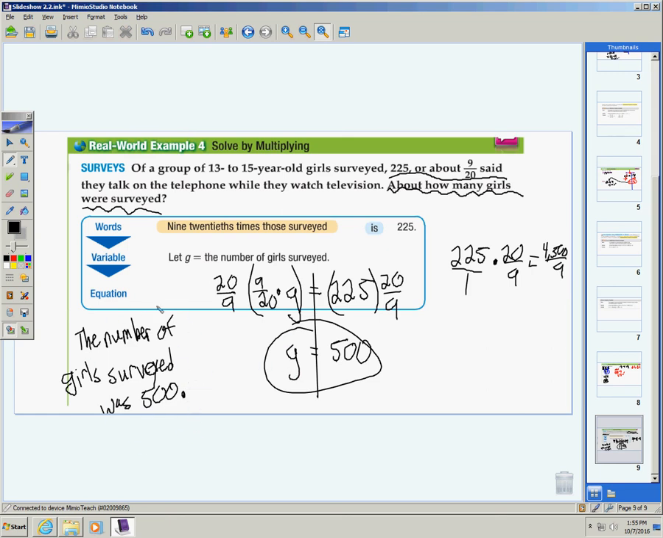That's all there is for this lesson, just solving one-step equations. As always, if you have any questions, let me know.